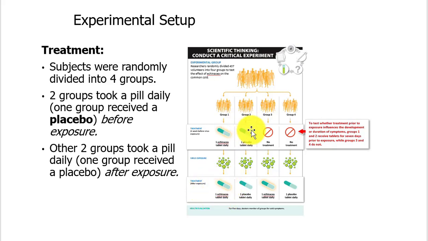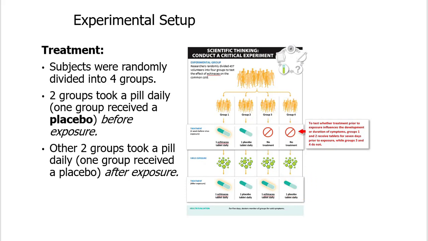Group 2 took a placebo for a week before the virus. They were then exposed to the cold virus, and then they continued to take a placebo for a week. Group 3 and Group 4 did not take any pills, either echinacea or placebo, before exposure to the virus. They were then exposed to cold viruses at the same time. Group 3 took echinacea tablet only after being exposed to the cold virus, and then Group 4 only took a placebo after being exposed to the cold virus.